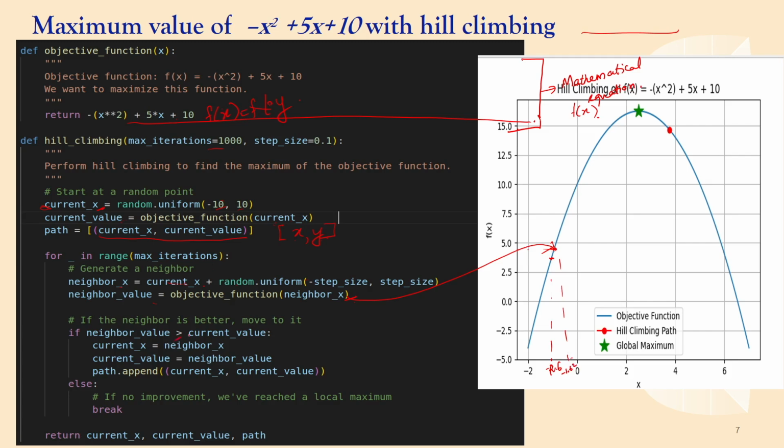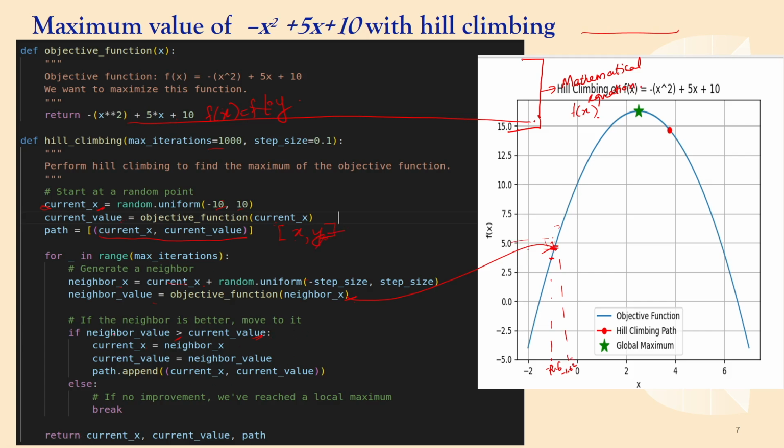Now, we know the neighbor value and the current value. If the neighbor value is greater than the current value, then make the neighbor the current point and grow up. So, the current value becomes the neighbor value and we append to the path. The earlier path has only x, y. Now you add this new point also, 16.2 and the value that comes here. So, you will have one more.